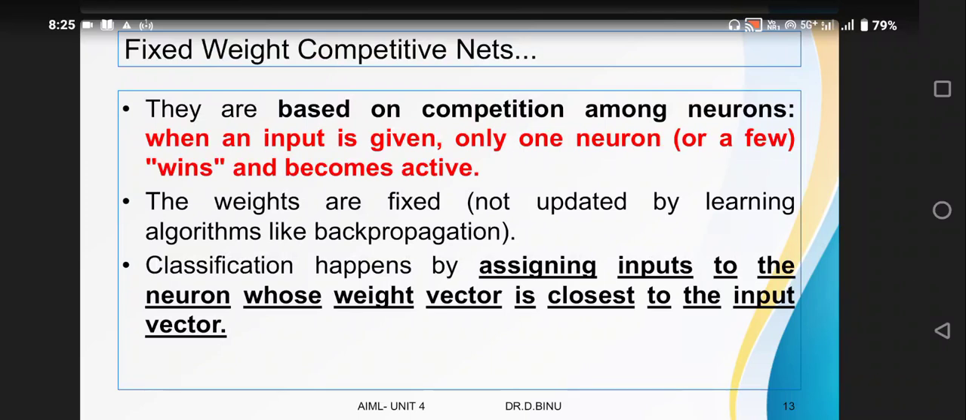When an input is given, only one neuron wins and becomes active. The weights are fixed here. In fixed competitive networks, the weights are fixed and not updated by learning algorithms like backpropagation. Classification happens by assigning inputs to the neuron whose weight vector is closest to the input vector.